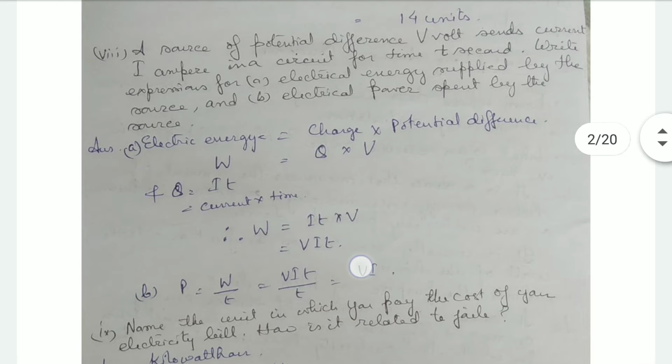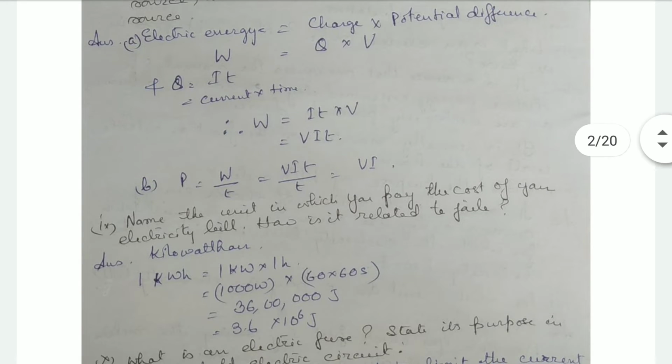So potential difference is V, current is I, and time is T seconds. So electrical energy W is equal to VIT joule. And the electric power spent by the source, power is equal to W by T, that is work done by time, or electrical energy in time T. So W, as I told you from the above formula, is VIT and the time is T. So T gets cut off, and so P is equal to VI, potential difference into current.